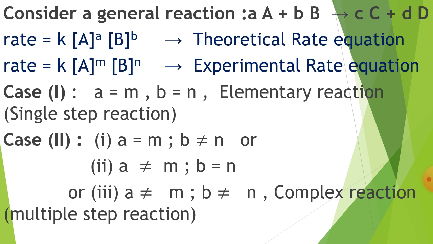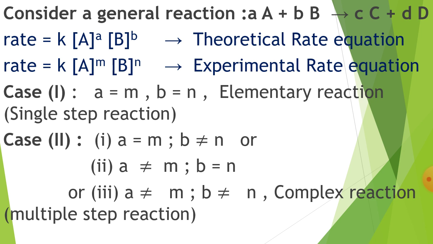Now consider a general reaction aA + bB gives cC + dD. The rate = k[A]^a[B]^b in terms of reactants. This is known as the theoretical rate equation, and rate = k[A]^m[B]^n is known as the experimental rate equation. So now two cases are there. Case 1: if a = m and b = n, this is known as an elementary reaction, a single step reaction.